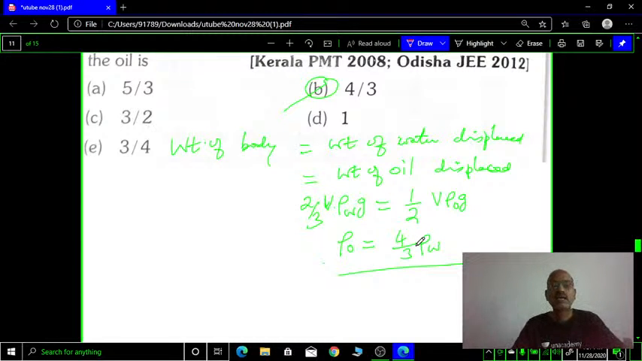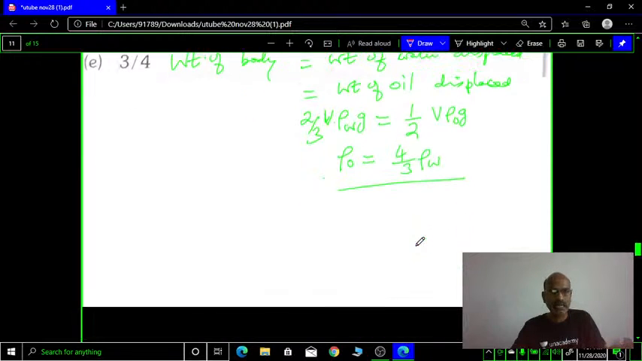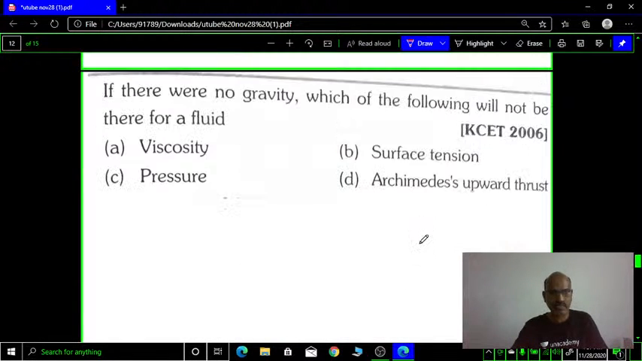The concept is, which law? It is Archimedes principle. Whenever a body is partially or fully immersed in a liquid, the weight of the body is equal to the weight of the water displaced. That's it. That's the concept.